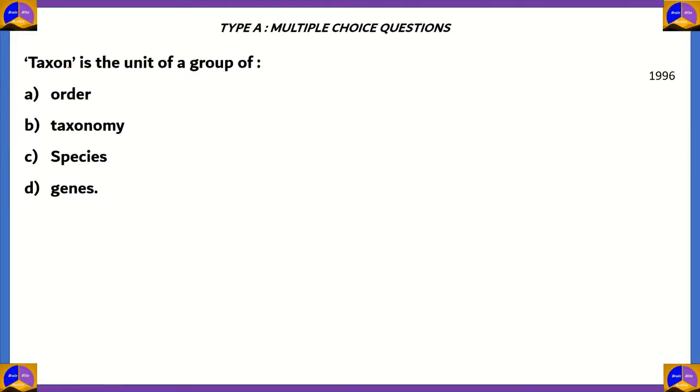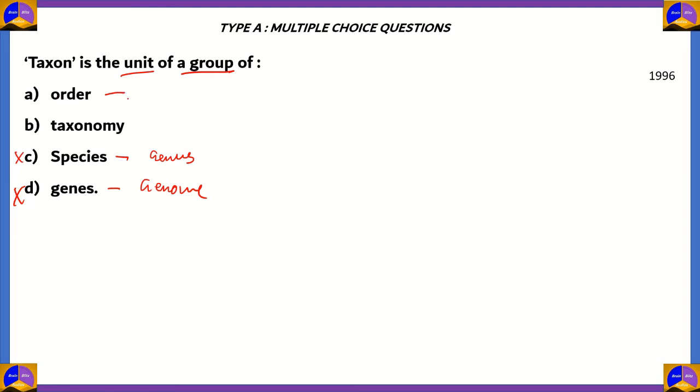Next question. Taxon is the unit of a group of order, taxonomy, species, genes. Well, if we look at the following options, a group of genes, preferably a group of the entire genes of a human body, is titled the genome. So option D is incorrect. Option C, species. Well, a group of species which are related together is known as genus. So option C is incorrect.